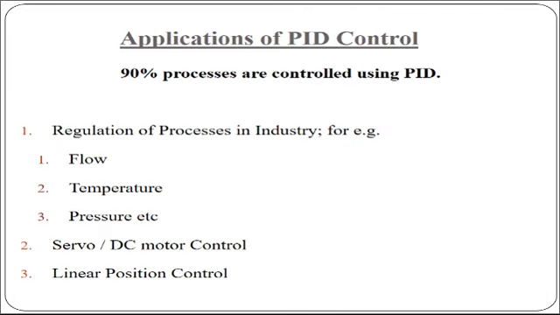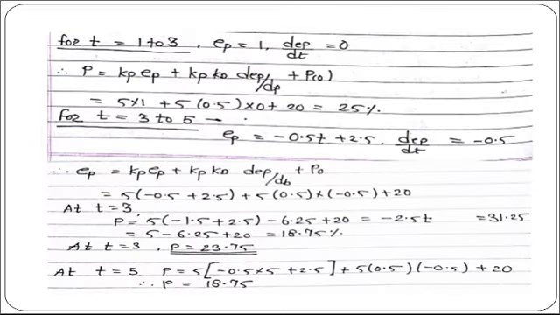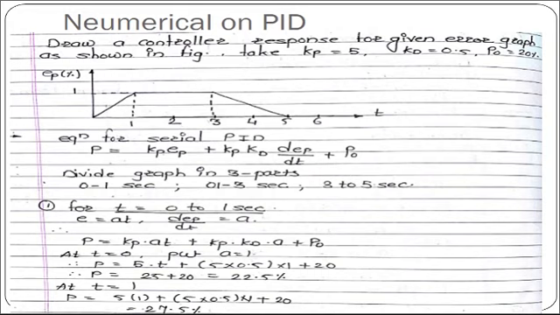What are the applications of the PID controller? About 90% of processes are controlled using PID. Regulation of processes in industry, for example flow control, temperature control, pressure control. In the electrical field, there is servo or DC motor control, and linear position control. All these applications are governed by the PID controller. That's why the PID controller can be used.